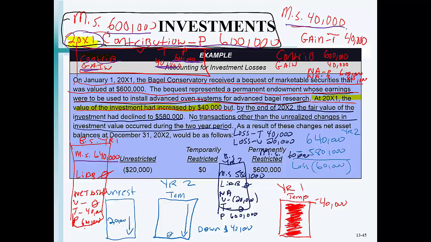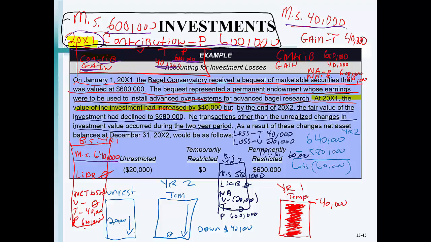600,000, and I'm going to credit net assets T, temporary restricted, for 40,000, right? Just closing those accounts. Closing the contribution, closing the gain, right?